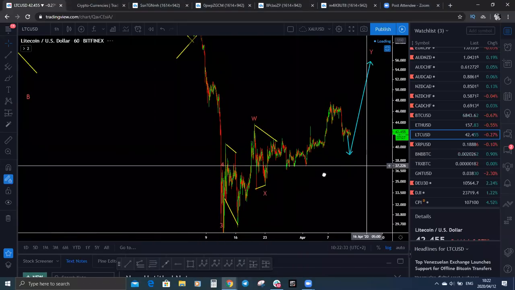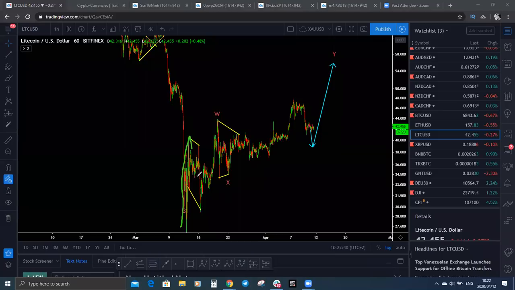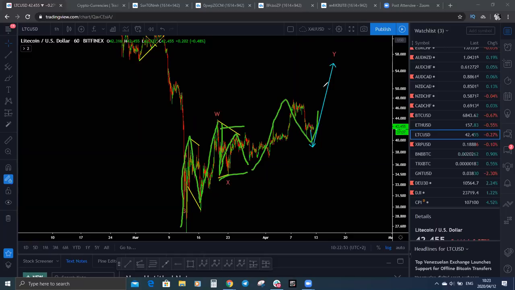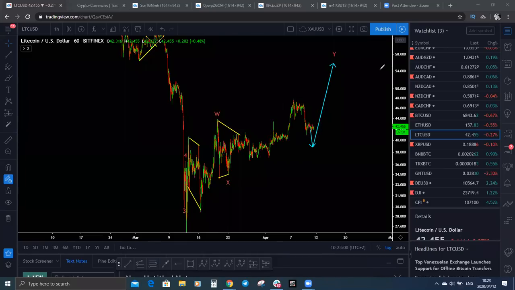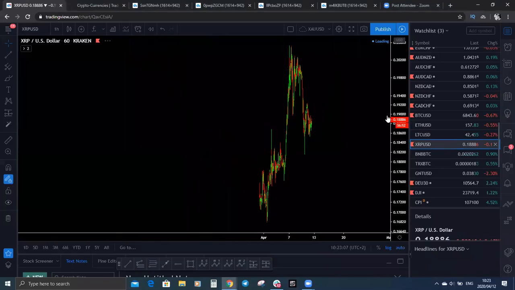So look here. If this one looks a bit incomplete, there's another degree here. 1, 2, 3 in green. Another 1, 2, 3 here. 1, 2, 3 in green. And then we'll be looking for this one to complete the last 3 waves in green. So we are here now. We're looking for this move, the last one here, to complete the 3 waves in the red degree, which is this 1, 2, 3. Let's have a look how that plays out. That is Litecoin.